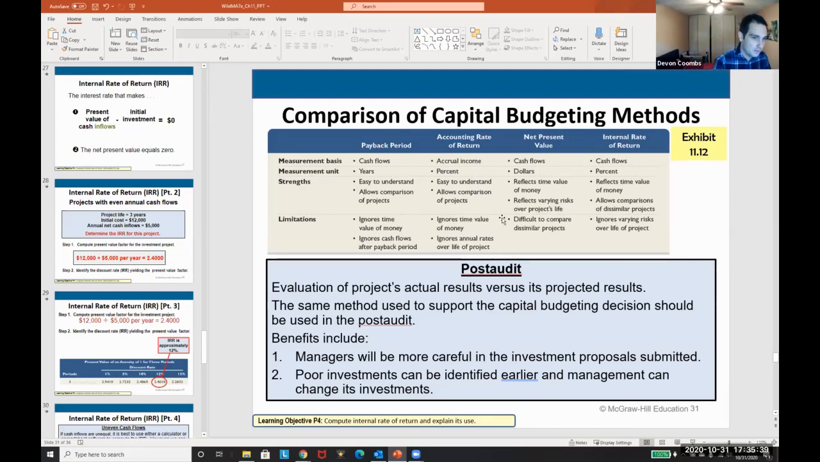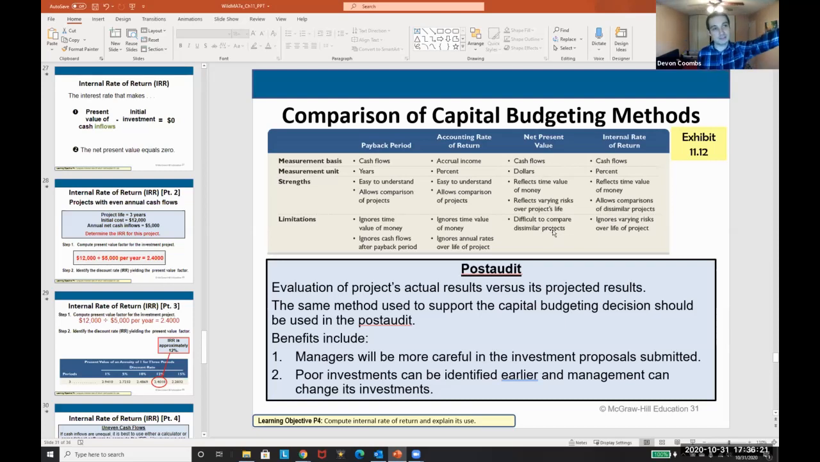Strengths of each of these. Payback period is easy to calculate, and we can compare. But the limitation is we don't have time value of money, and it ignores the cash flows after the payback period, right? Accounting rate of return is easy to understand and allows comparison. Again, it ignores time value and the different years of annual rates. Net present value and internal rate of return are the best. The great thing about net present value is it shows the dollar value and shows the risks over the project's life, which is very helpful, but it's difficult to compare dissimilar projects, right?